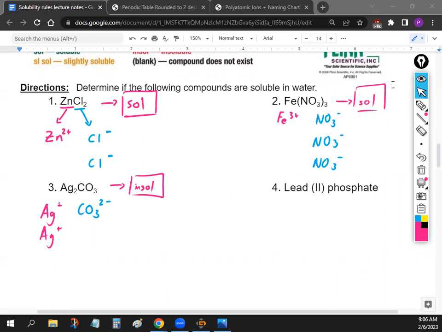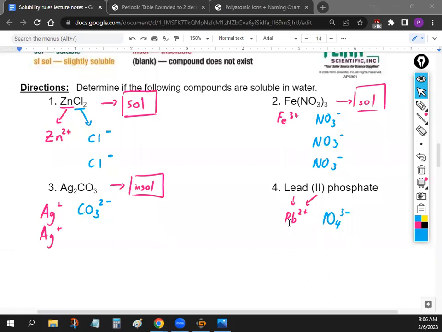All right, and then last but not least, we got lead 2 phosphate. Now, this one's actually a lot easier because if we look up lead, it's Pb. And we don't even need to cancel anything out. It tells us that it's 2, so that means it's lead 2 plus. And then we got phosphate, which is always going to be PO4 3 minus. Okay, and we get that from our polyatomic chart.